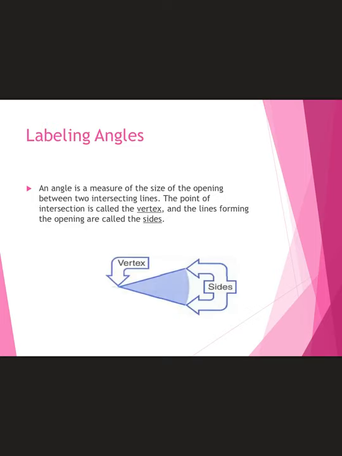So we're going to start by looking at angles. An angle is a measure of the size of an opening between two intersecting lines. The point of the intersection is called the vertex, and the lines forming the opening are called the sides. So here in this figure you can see we have our sides here, and then our vertex would be there.